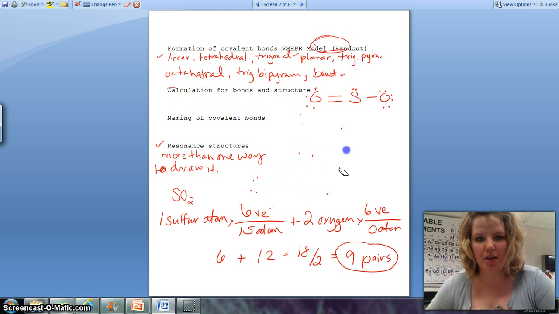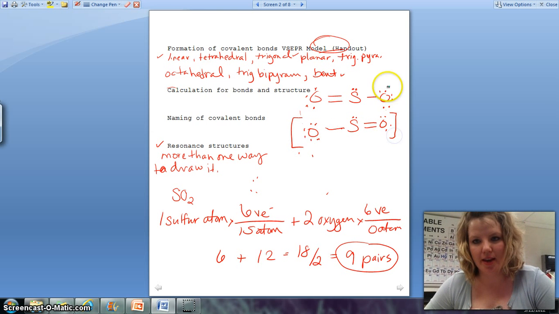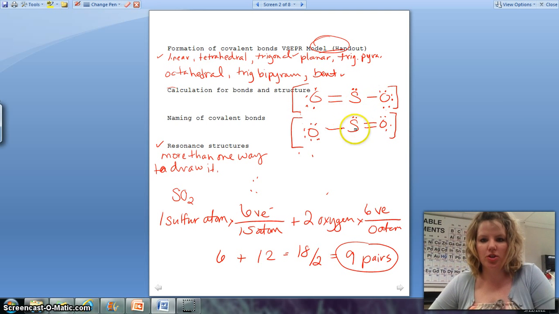There's all these little lone pairs. And so then we'd also want to draw it the opposite way, with the double bond here. And we put these in brackets. And we know that SO2, this is very poisonous, by the way, has two ways to draw it, and so we would draw them both. And that's that.